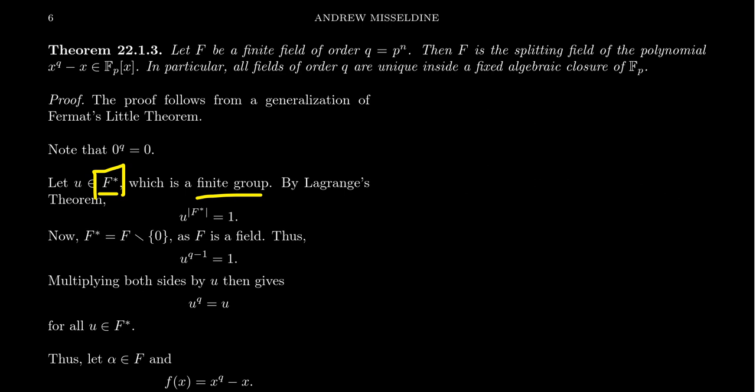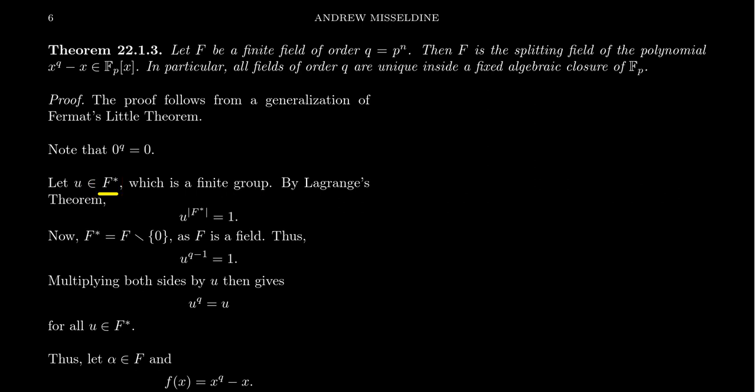Well, clearly it's associative because multiplication is associative. It has an identity because the ring has unity. It's a field, so every element has a multiplicative inverse, except for zero. But if you take away zero, that means we have a finite group, F star.